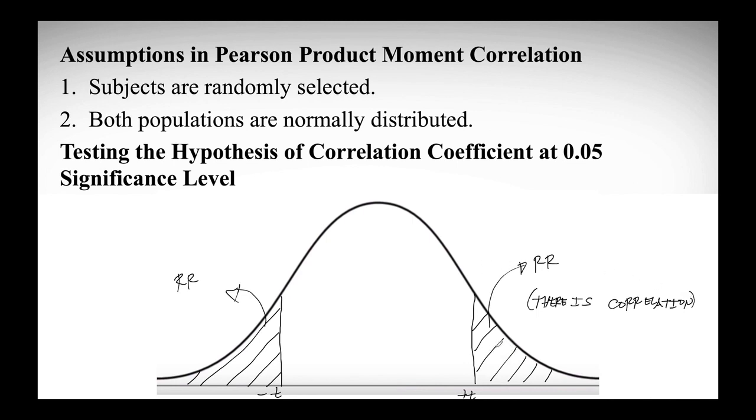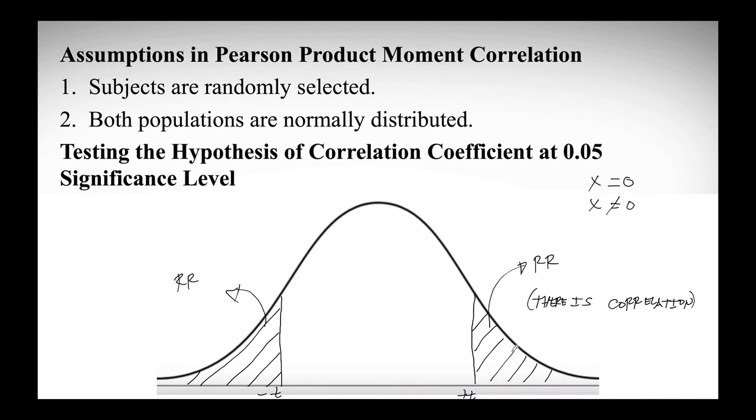And again, sabi natin, null is always equal. So, variable, kung ano man yun, equals to 0. Ito yung null natin eh. Ang alternative will look like this. Something like that. Now, x equals 0, meaning, wala tayong correlation. Itong x not equals to 0, so may correlation.